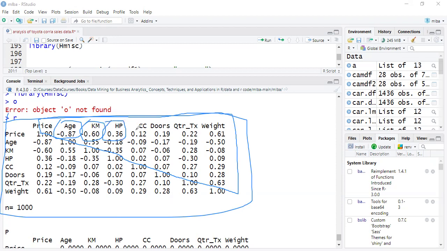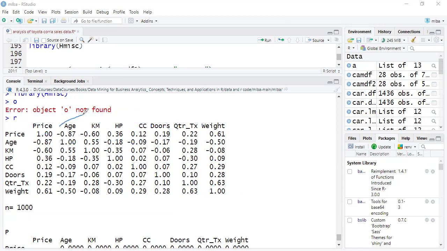HP with price: the more horsepower, the higher the price. Plus means HP is increasing, the price is increasing. CC is increasing, the price is increasing. Doors are increasing, the price is increasing. Tax is increasing, the price is increasing, because a higher price car has a higher tax and a lower price car has a lower tax. The weight of the car is increasing, the price is increasing.